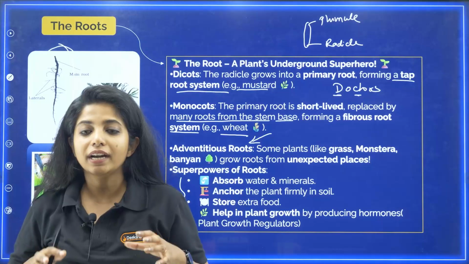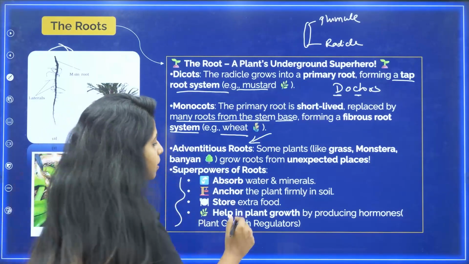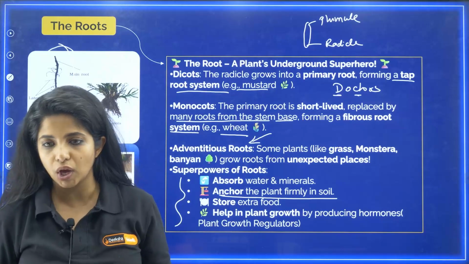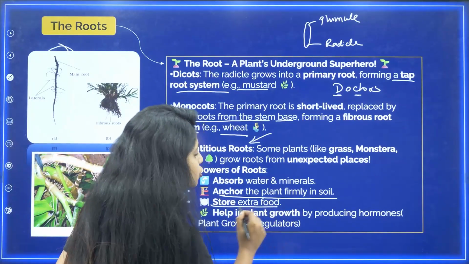Like that. So it provides anchorage. It anchors the plant firmly in the soil. It will anchor the plant what? Firmly in the soil. Now the third thing, it stores extra food.